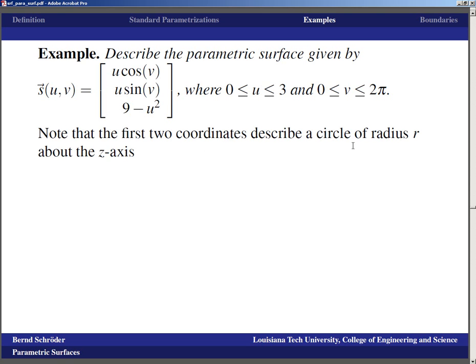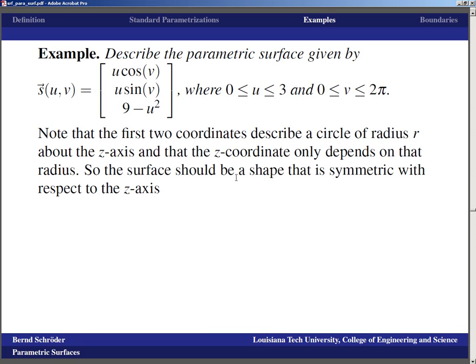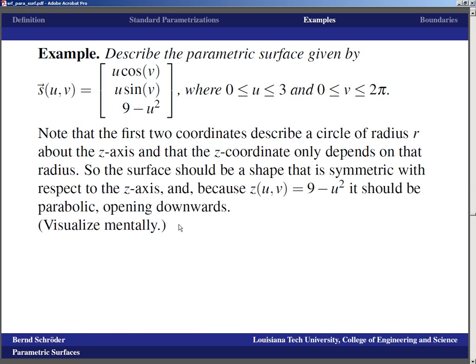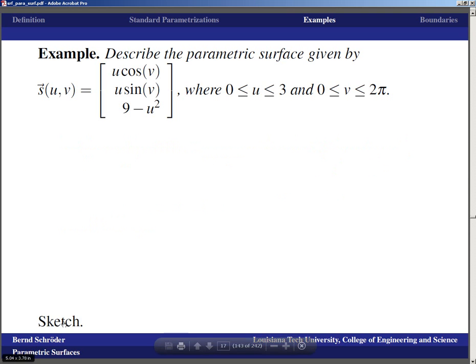Okay, so let's see how I talked my way through that in writing. The first two coordinates describe a circle of radius u. The z-coordinate only depends on that radius, and so the surface should be a shape that is symmetrical with respect to the z-axis, just like we said. And because z of (u, v) is 9 minus u squared, it should be parabolic, opening downwards, and you want to visualize that mentally. I've talked you through it. We're also seeing it here. Remember, this ought to be a u. And now let's take a look at whether that really is what we said it is.